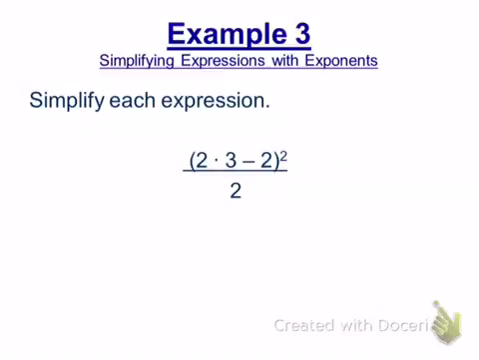All right. One more. Couple more. 2 times 3 minus 2 squared over 2. This one's a little easier, actually. It's just in fraction form. Okay? 2 times 3 minus 2 squared, all divided by 2.